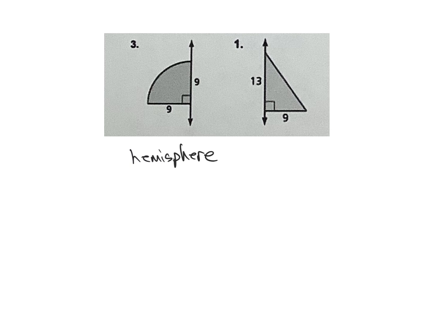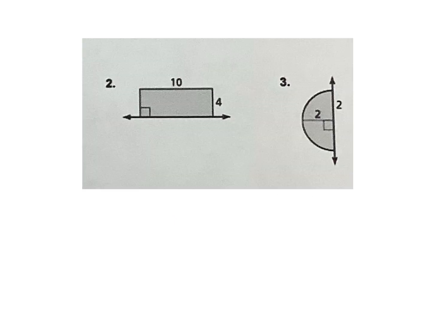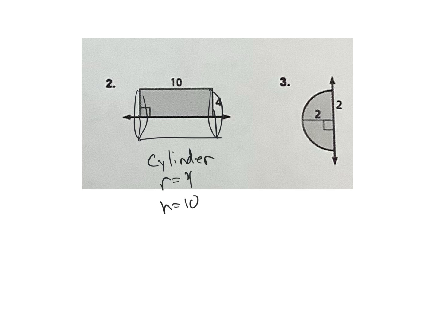okay? So it rotates around like this, and the radius is 9, and the height is 9. Okay, and then this one you get a cone with a radius of 9 and the height is 13. Number 2, what do we get? We get a cylinder. The radius is 4 and the height is 10.